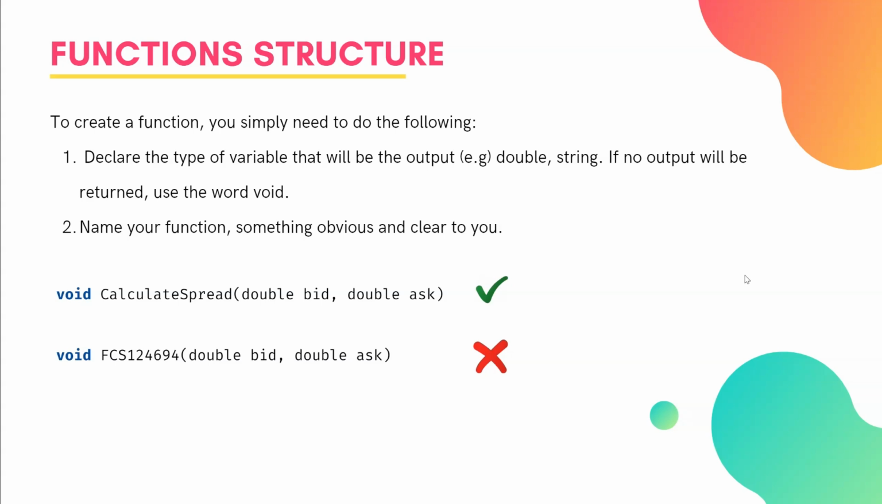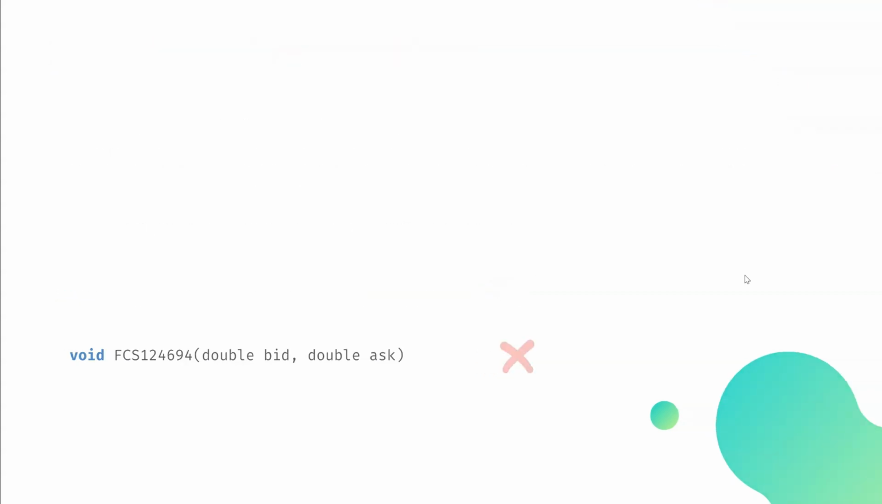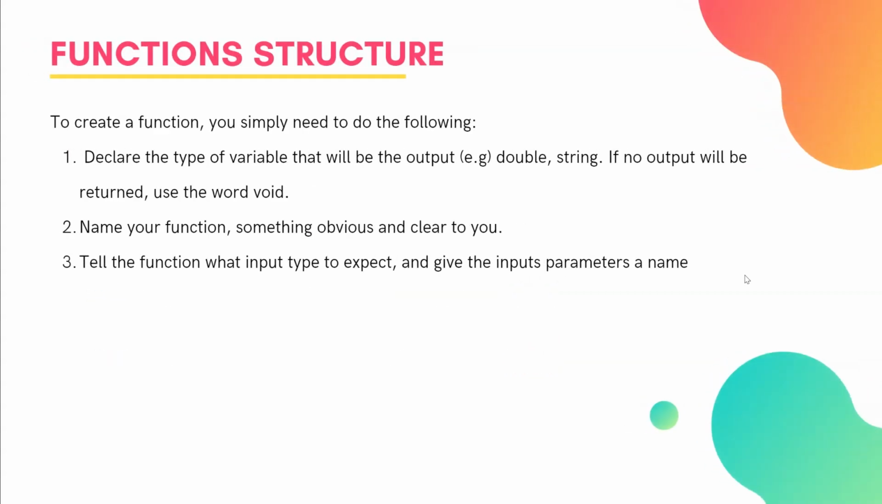So it's important that you give your code readable names and your functions readable names. So a good example is calculate spread. A bad example here is FCS 124694. Doesn't make any sense. You've no idea what that function is. That's a bad name for it. So do give your function names readable names, and you can make them quite long, if you want to explain what that function does. You can also use comments as well. It's a good practice to do that.